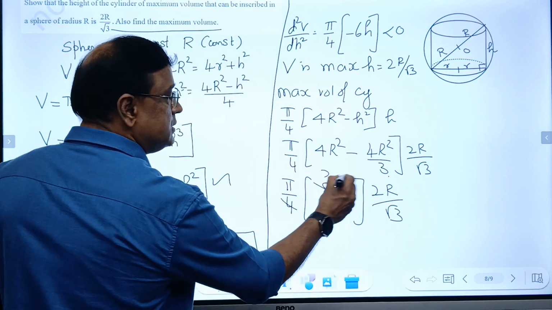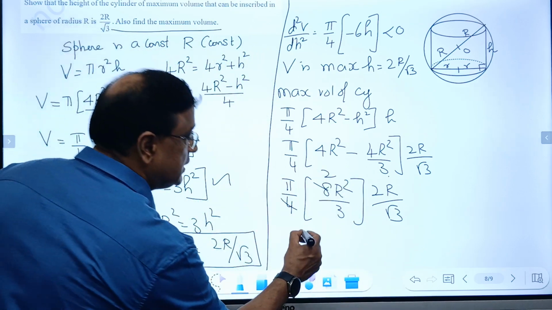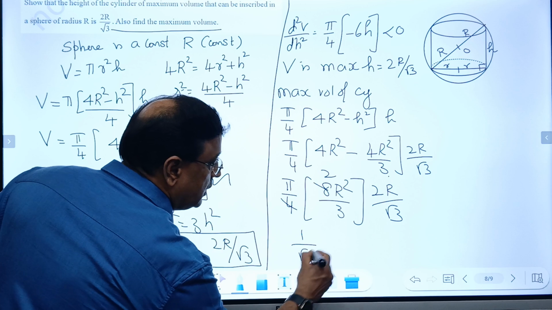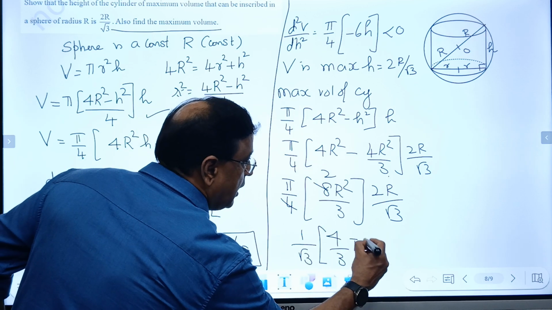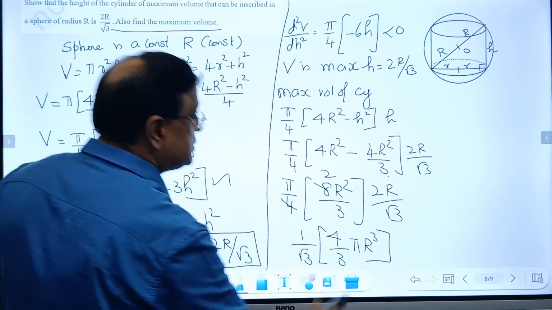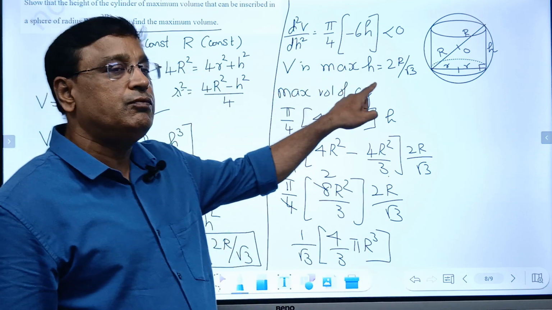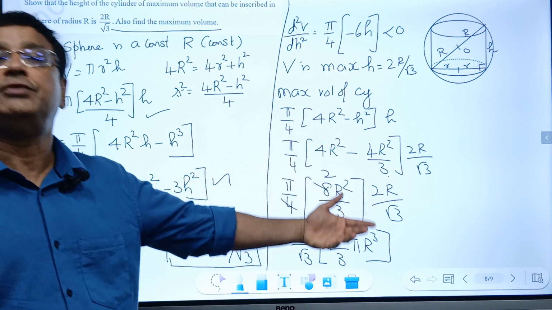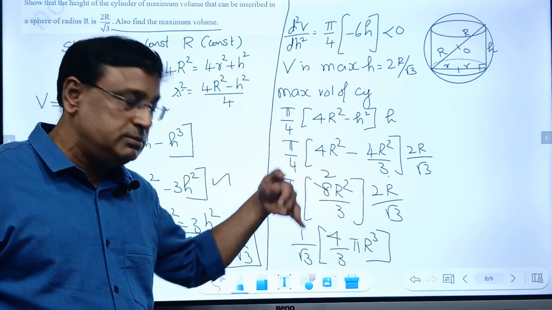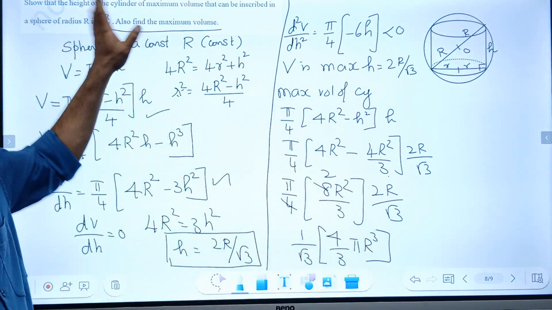4 gets cancelled. So I am left with 1 by root 3, write the remaining, that is 4 by 3 pi r cube. So you got a beautiful result, that the maximum volume of the cylinder is 1 by root 3 times the volume of the sphere. That is what I wanted to find.